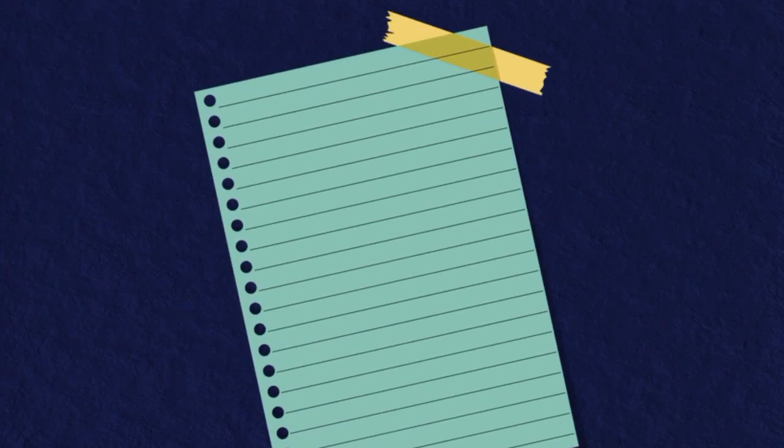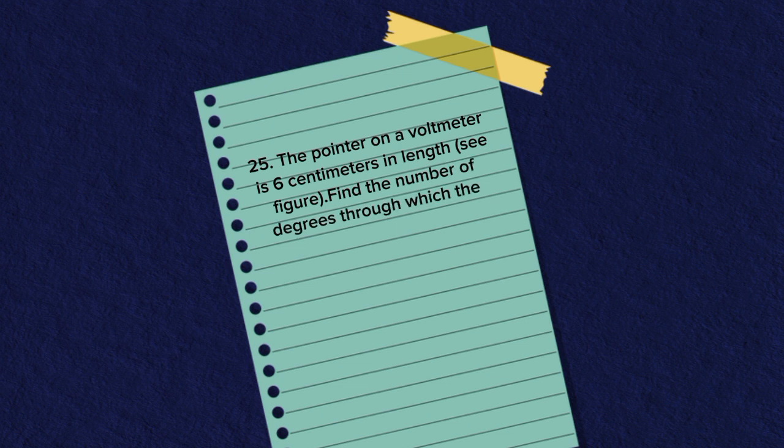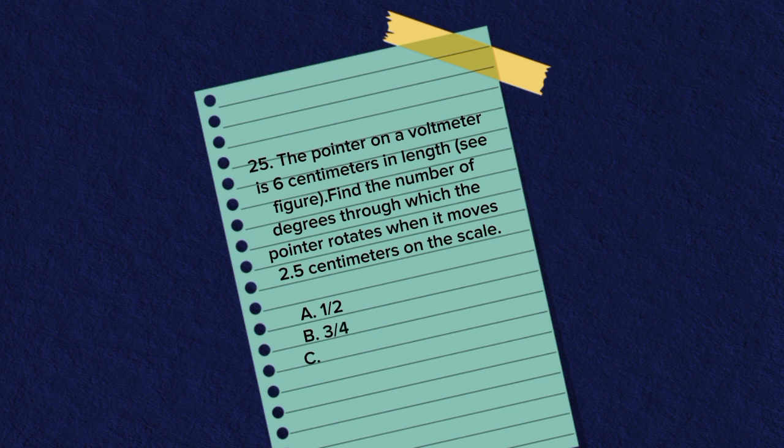Number 25. The pointer on a voltmeter is 6 centimeters in length. Find the number of degrees through which the pointer rotates when it moves 2.5 centimeters on the scale. Letter A, 1/2. Letter B, 3/4. Letter C, 5/12. Or letter D, 6/25.